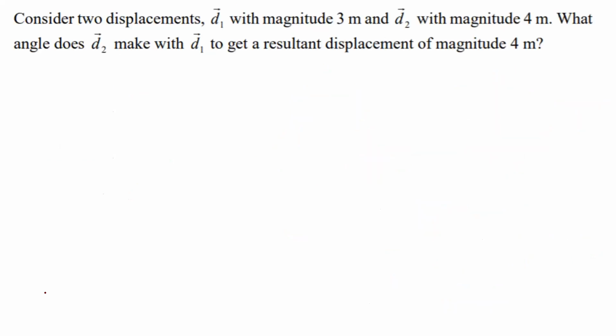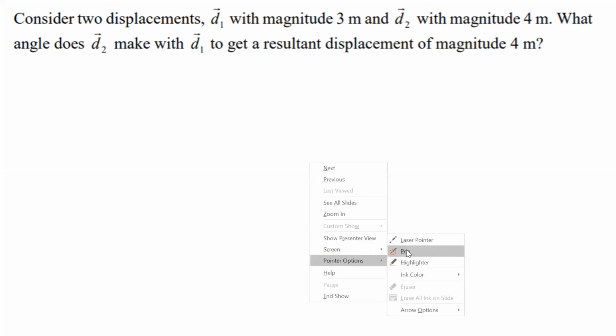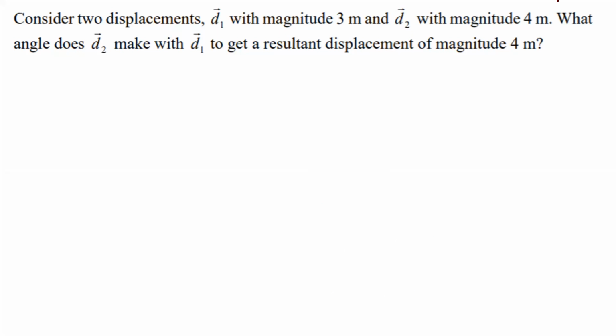Okay, now let's go to this problem here, which is extremely important as well. So read it carefully. Always read the problem very carefully. Okay, so let's read this problem very carefully. We consider two displacements, D1 and D2, and I give you the magnitude of the first displacement and the magnitude of the second displacement. Now, the question is this: what angle should D1 make with D2, or what angle should D2 make with D1, to get a resultant displacement of magnitude 4?